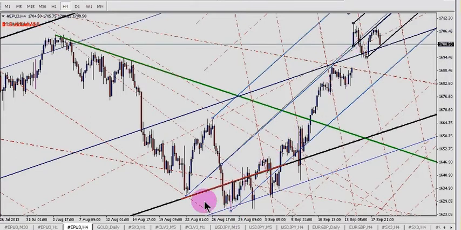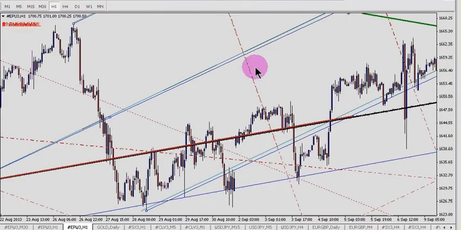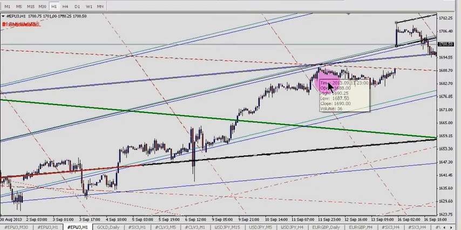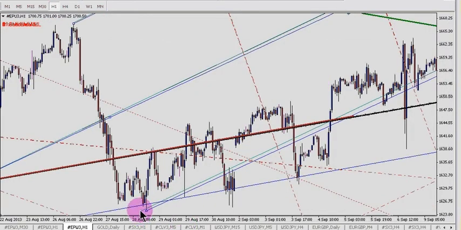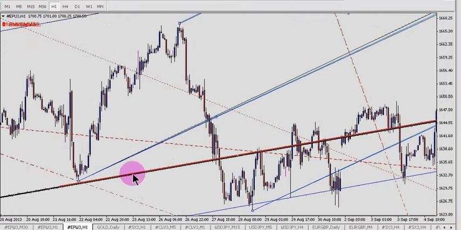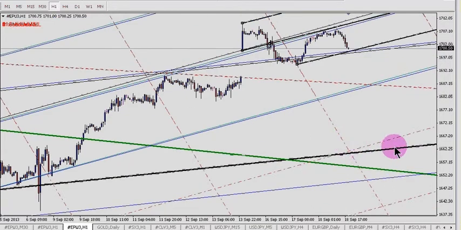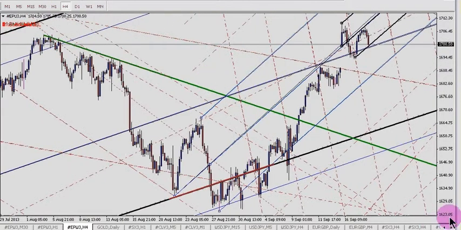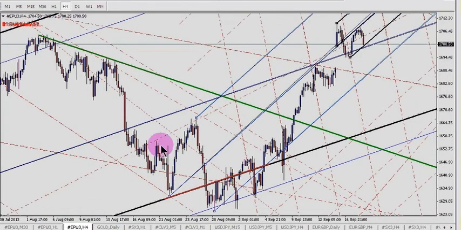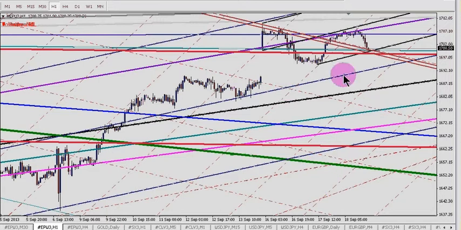I want to show you this fork here, and its reaction lines. This fork here has given us the first touch. Our objective was there, 1688. Let's just tighten that up. There we go. It's very important. This line here has supported price and will do so again, I suggest. There are others. Let's move on to another chart.